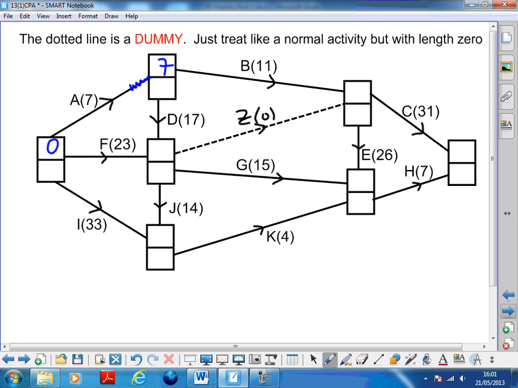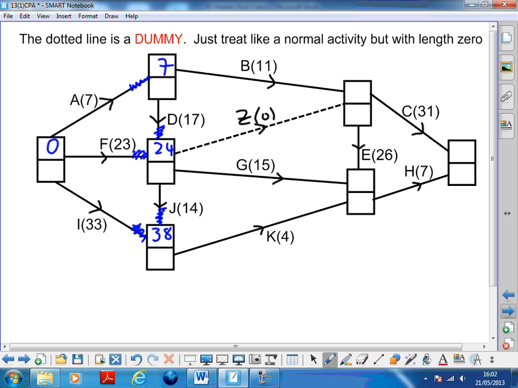This one down here has got two things going in. So this could be 23, or 17 plus 7 is 24, biggest one, 24. This has got two things going in, so it could be 33, or it could be 24 plus 14, which is 38. We want the biggest one, so that's 38.